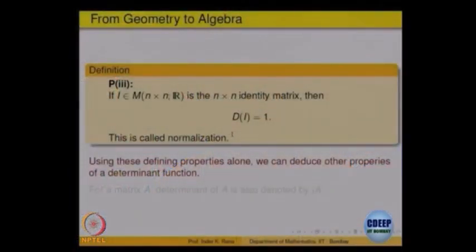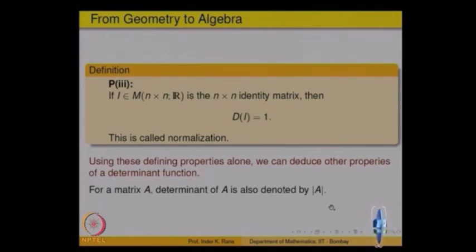Sometimes instead of writing the letter D of a matrix A, one also puts two bars around A, right. This symbol is also used to indicate you are looking at the determinant of the matrix A, a notation only, nothing more than that. Is it clear?